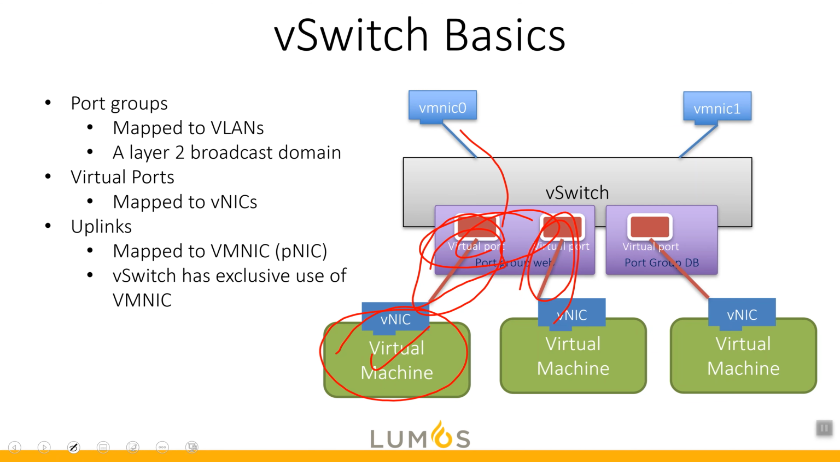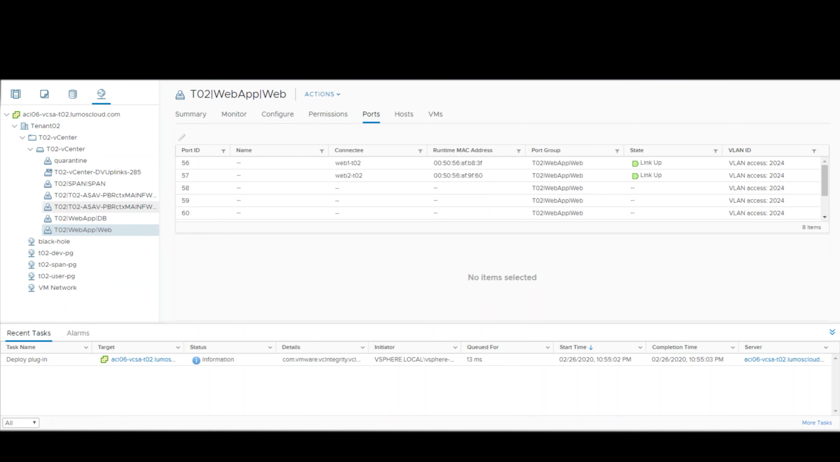Is we're just checking and verifying each little step. So now we're going to go into the port group, and then we're going to go to the uplinks. Let's go ahead and do that. So here's the port group here. We can see that we have both Web 1 and Web 2 in the port group. And we see that they both have MAC addresses in the port group.